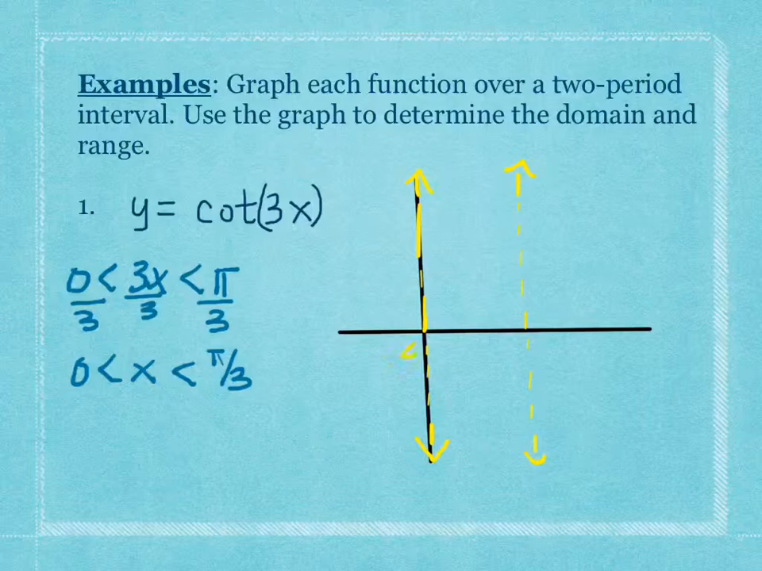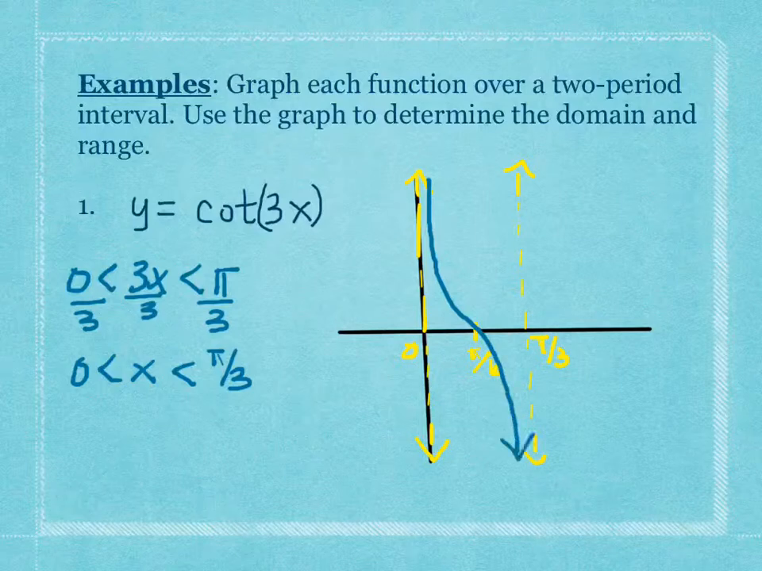At pi thirds, and we'll label those 0 and pi thirds. We'll label the halfway point, the midpoint of those two, which is pi over 6. Remember, all you have to do is add 0 plus pi thirds and divide by 2. That's pi over 6. And because this is a cotangent graph, it's decreasing. So it goes like this.